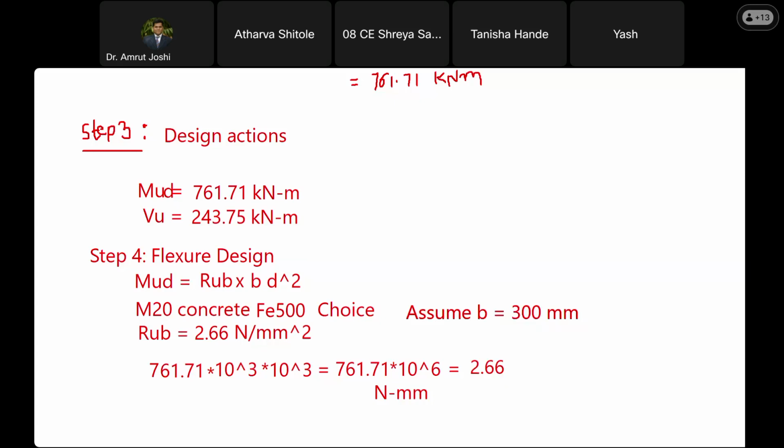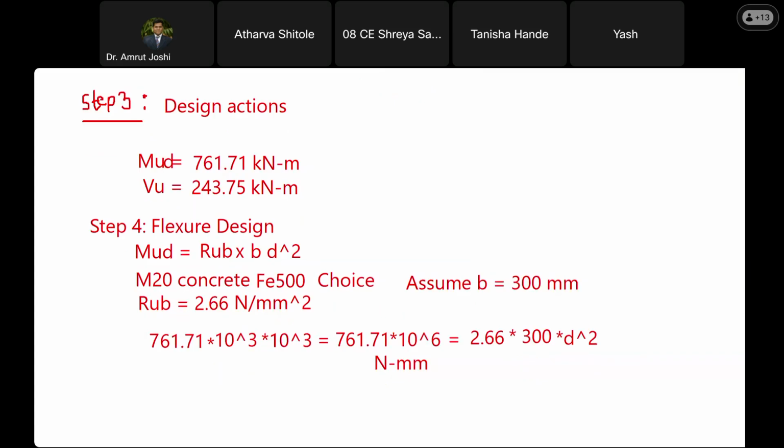So if I choose the width as 300 mm, this multiplied by d square, small d square, this has to be satisfied. So can you now tell me what is the d required? So what do we have to do? 761.7 into 10 power 6 divided by 2.66 divided by 300. Whatever is the answer you get, take square root of that and tell me what is the requirement on D.